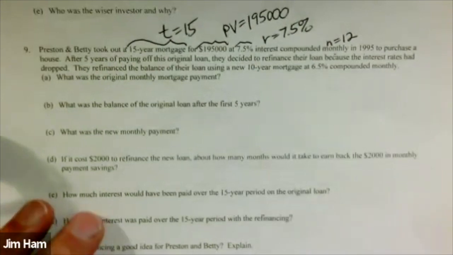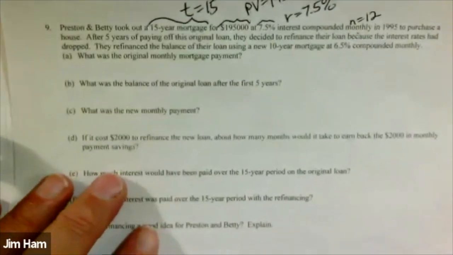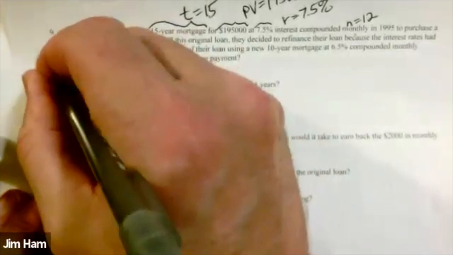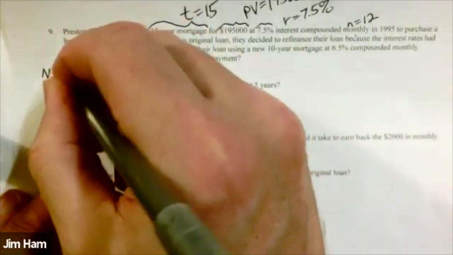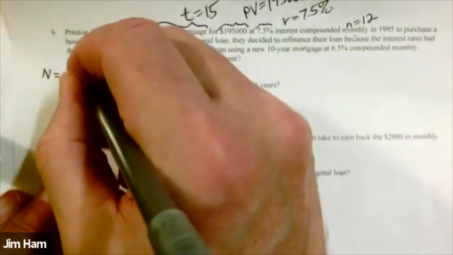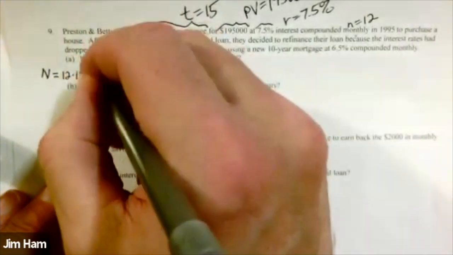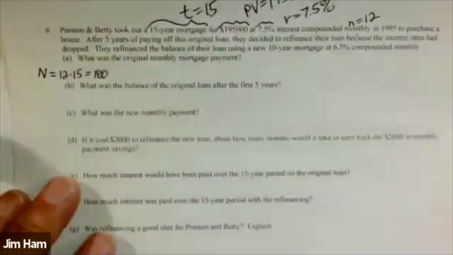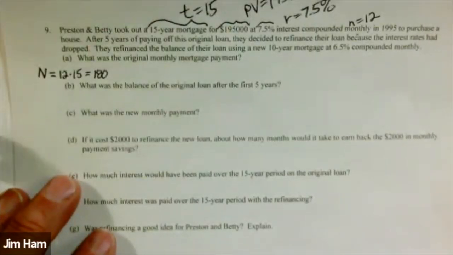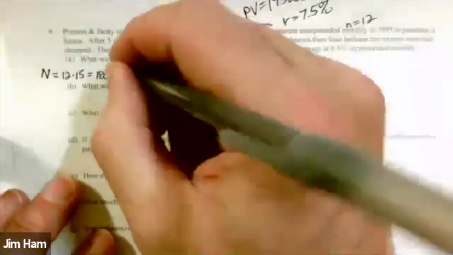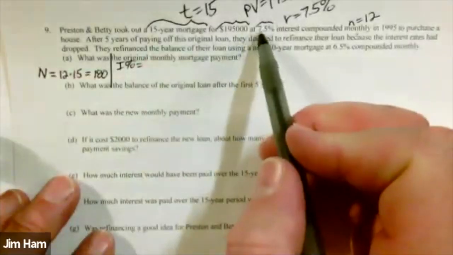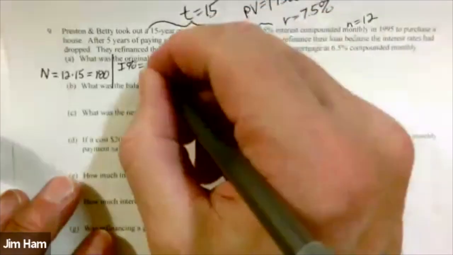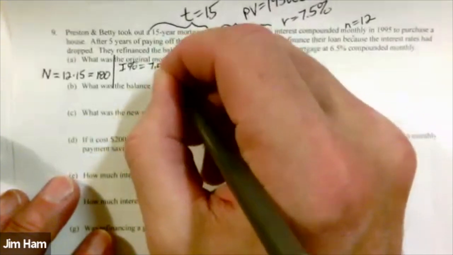Okay, so this is kind of a standard annuity problem. We have monthly payments for 15 years. So that would be a total of 180 payments that Betty and Preston would have to make if they went with the same loan. The I%, we're talking about the original loan now, so this was 7.5%.